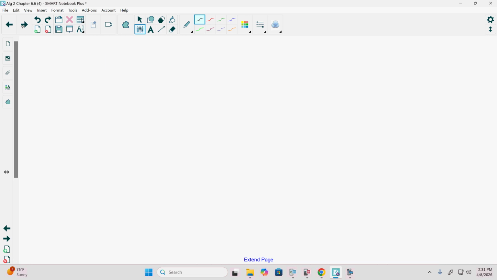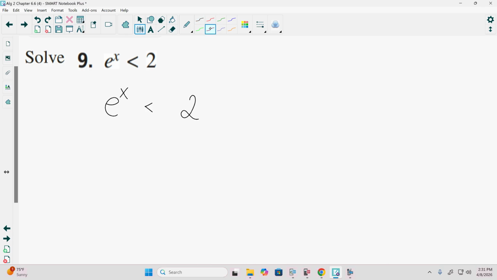Let's look at the next one. e to the x is less than 2. Luckily for us, our e term is by itself, and we do have everything else on the other side. Now we need to apply a log to both sides to get that variable out of the exponent. What log would we apply to both sides? Natural log, because the base is e.